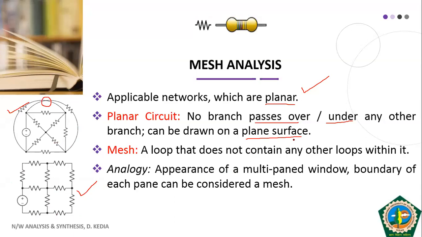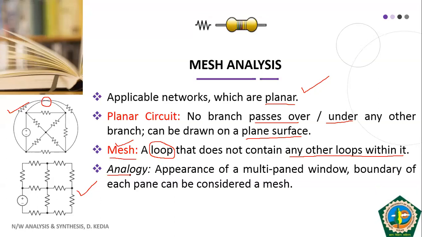Okay, so this is about your planar circuit. Now we need to understand what a mesh is. Till now we have studied a term known as loop, and we defined a loop as a closed path where we do not traverse any node twice. So what is a mesh then? A mesh is a loop that does not contain any other loops within it. It means we should not have any sub loop within a loop. Then it will be called a mesh.